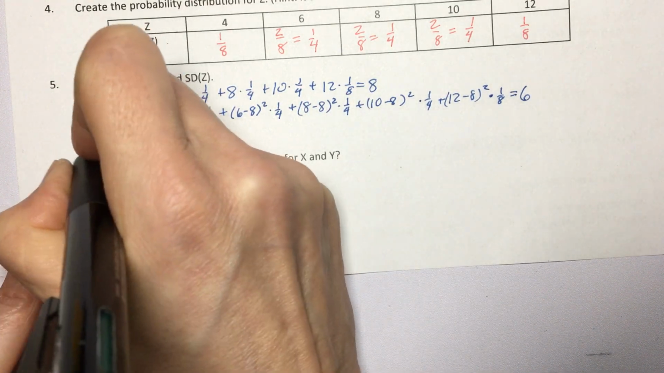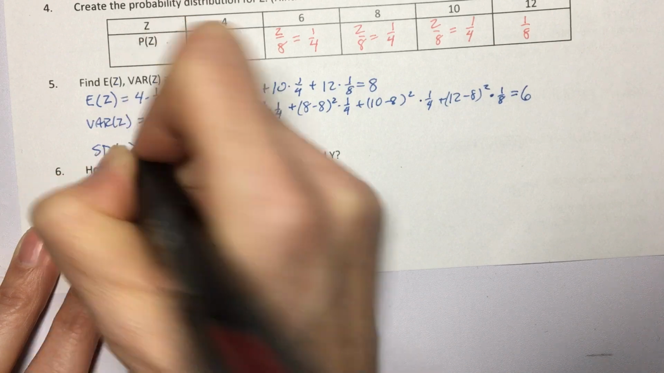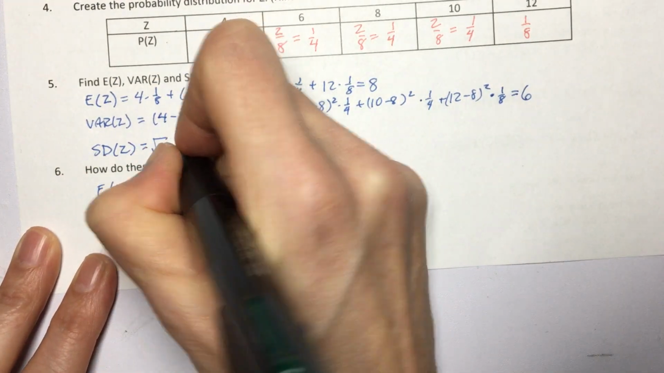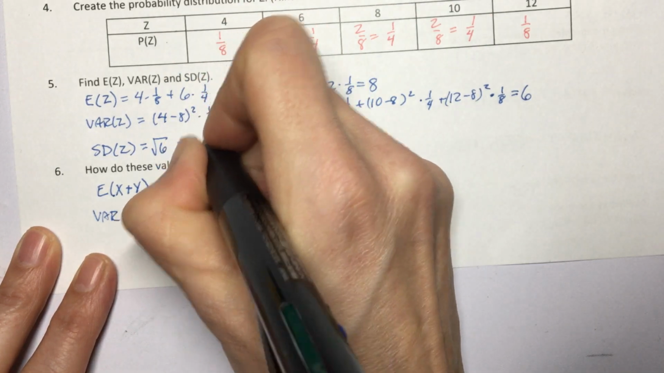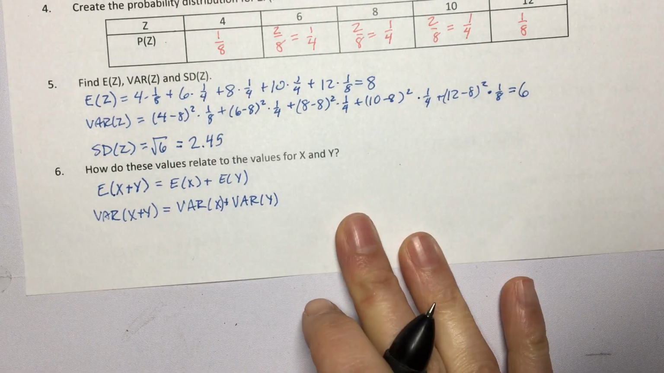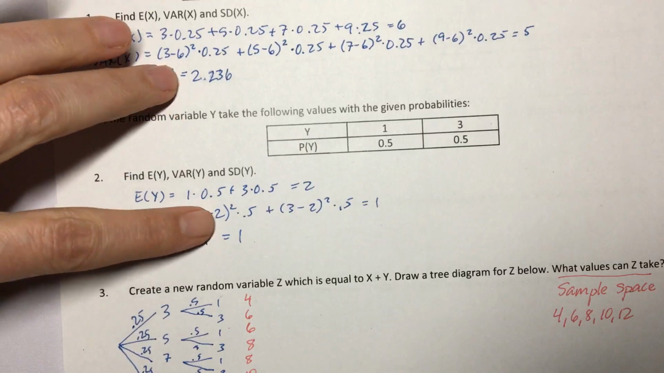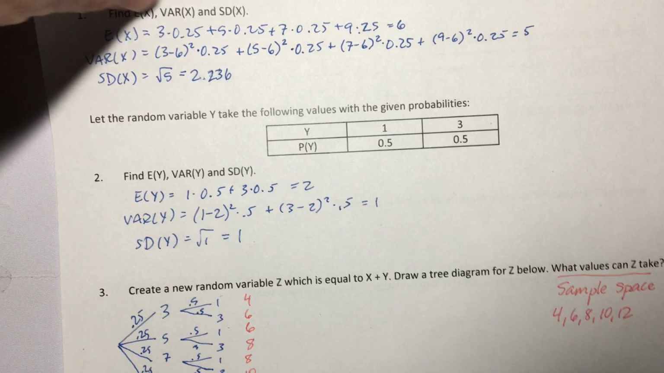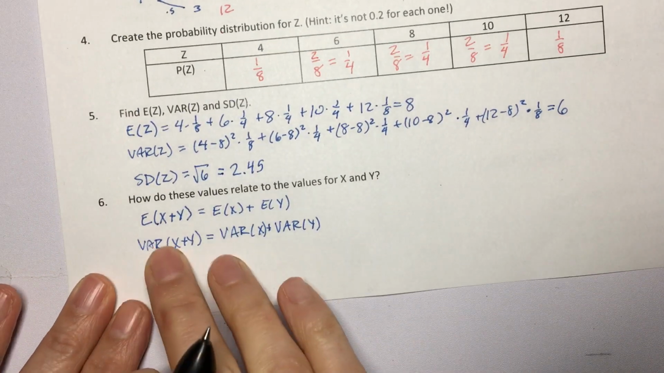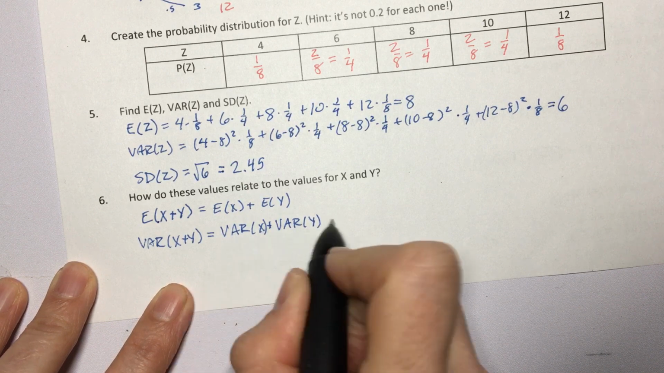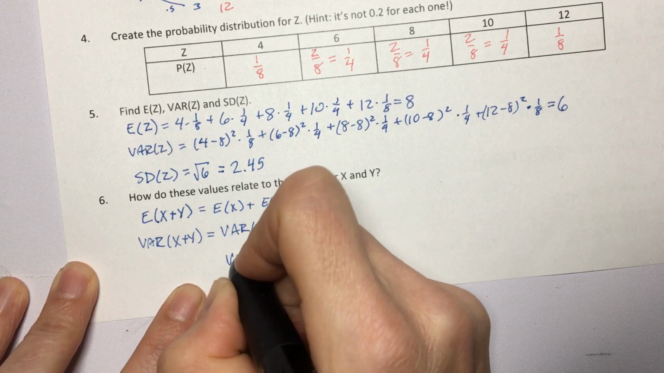But then our standard deviation of z, we know is the square root of the variance, so the square root of 6. And the square root of 6 is about 2.45. And 2.45 is not the sum of our original 2 standard deviations. So for the standard deviation, it's not the standard deviation of x plus the standard deviation of y. It's just the square root of our variances summed.